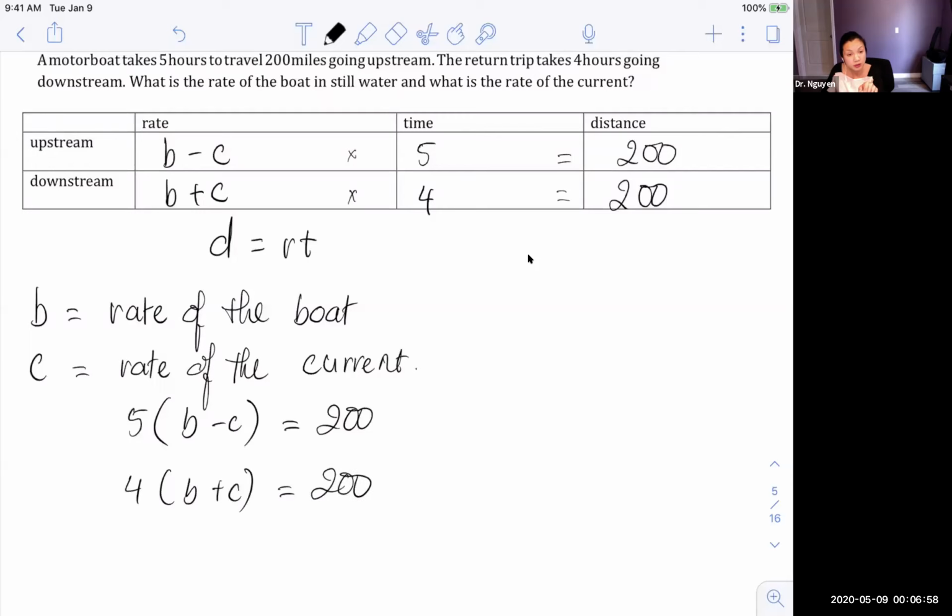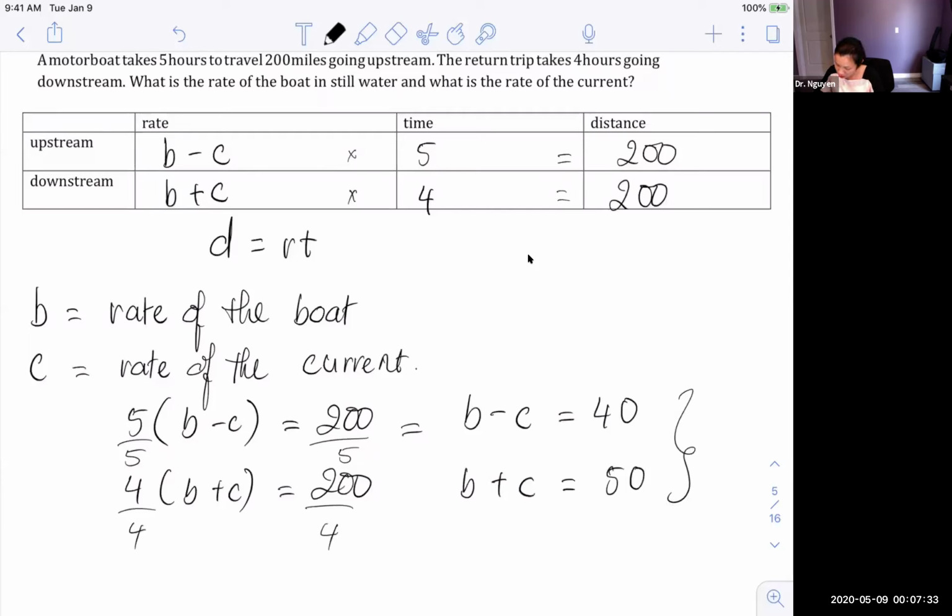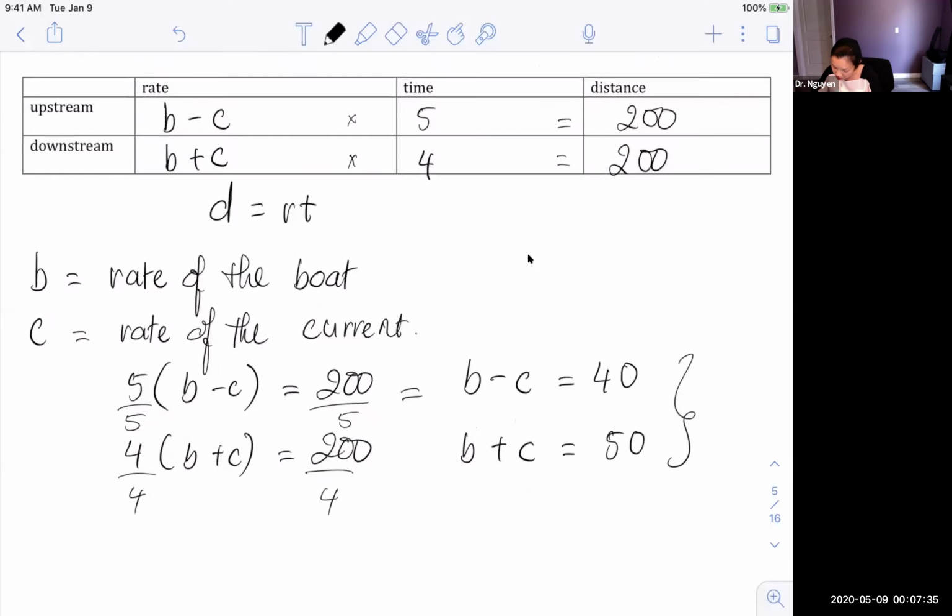You can definitely distribute the 5 and the 4 and then proceed with the problem using elimination. In this case, I know that 200 is divisible by 5 and by 4, so I'm just going to divide first. So I divide by 5, I divide by 5, divide by 4, divide by 4. So my new equations are B minus C equals 40, and then B plus C equals 50. All right, and then we can use elimination to eliminate one variable, which is C in this case. So I have 2B equals 90.